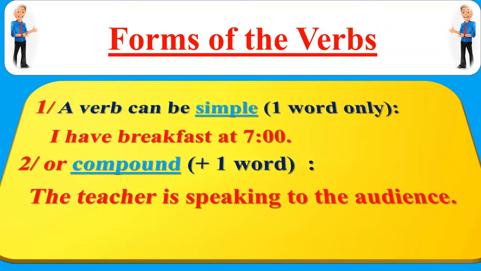عندنا حالات يكون فيها الفعل متكونا من كلمة واحدة، وهو في المثال الأول I have breakfast at 7 o'clock. الفعل هنا هو to have. نلاحظ أن الفعل يتكون من كلمة واحدة. أما في المثال الثاني The teacher is speaking فالفعل هنا متكون من كلمتين، وفي هذه الحالة نقول أن الفعل مركب. فهذه هي الحالات التي يأخذها الفعل، أشكال من الفعل.